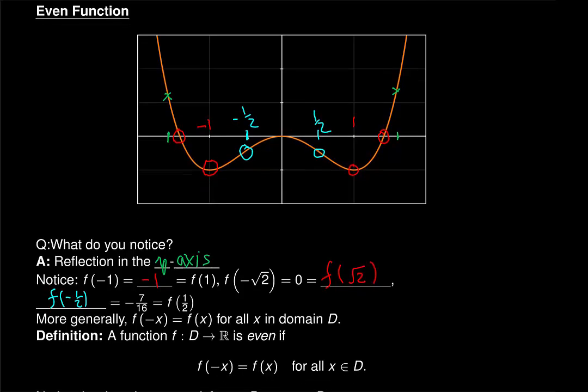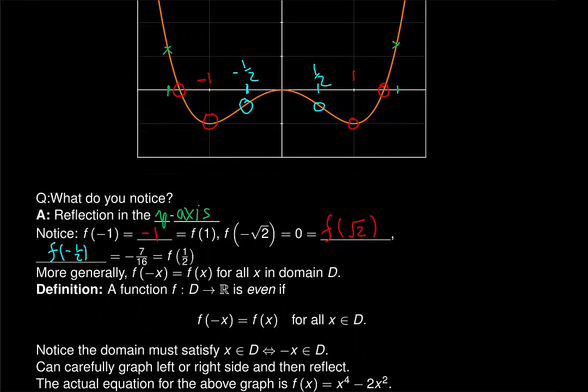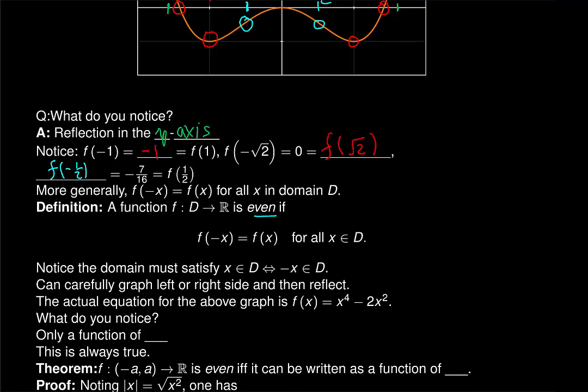Okay, and more generally, if we went on and exhausted all the points, we would have f of -x is equal to f of x for all x in the domain. So this is how we define this notion of evenness. A function is even if f of -x is equal to f of x for all x in the domain. Now, implicit in this definition is that if x is in the domain, then -x is in the domain, and vice versa. So this is a necessary precondition to consider evenness. Perhaps you have to restrict the domain such that this is true and just consider evenness of part of a function.